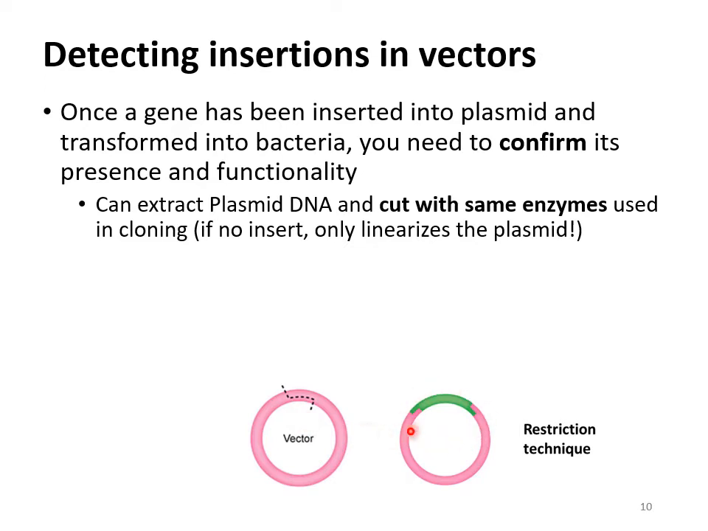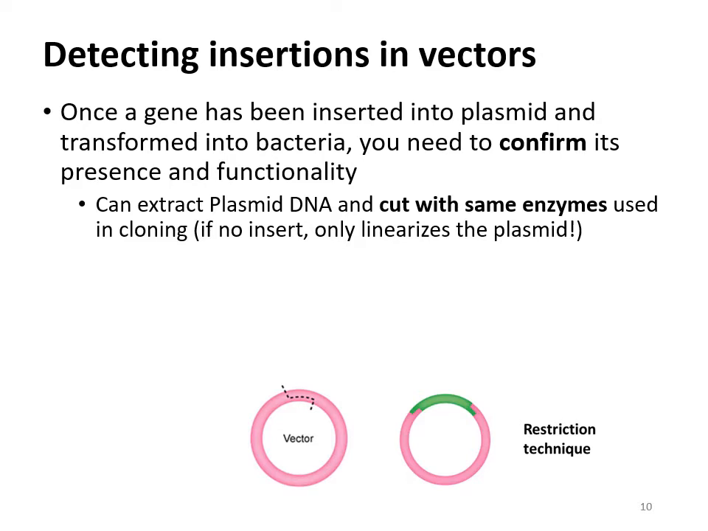If, however, it took in the insert successfully, when you now cut it with the enzyme, look, that's 2 cut sites, right? So now when you run this on a gel, you'll see 2 pieces of DNA instead of 1 linear piece. Okay? If you have trouble visualizing that, just send me a remind message and I'll go over it in a little more detail.